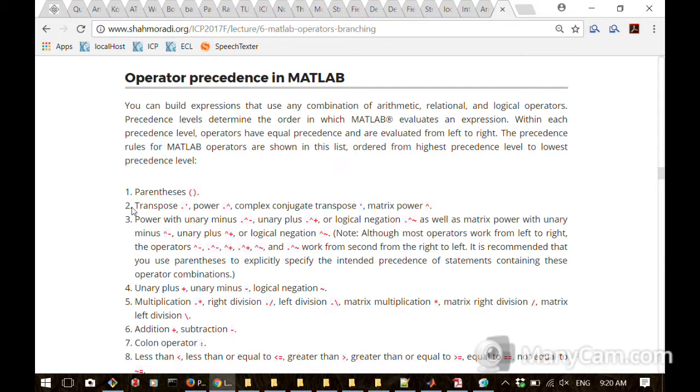Is it 4 divided by 2, which is 2? Is it 2.5? Which one is it? 2.5, right? So already you know some of these rules.